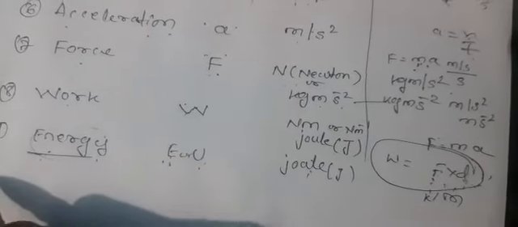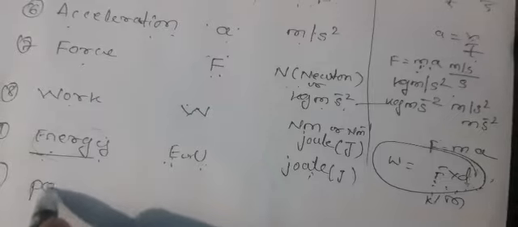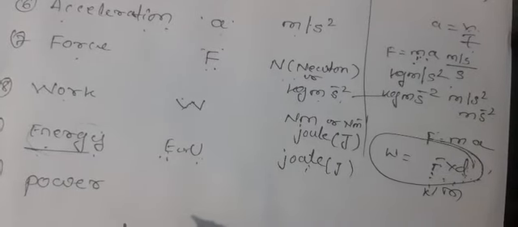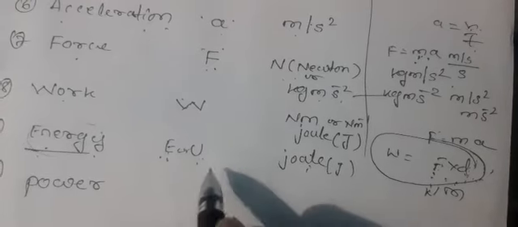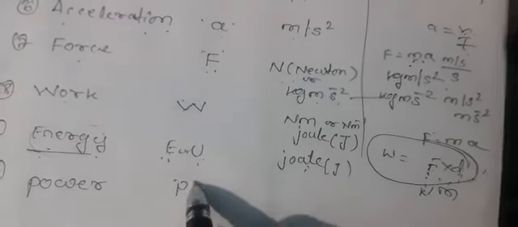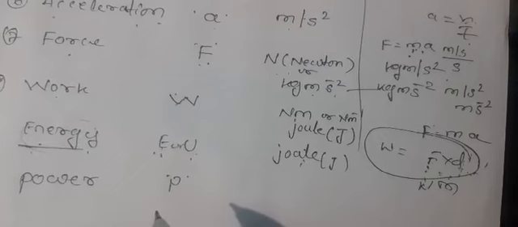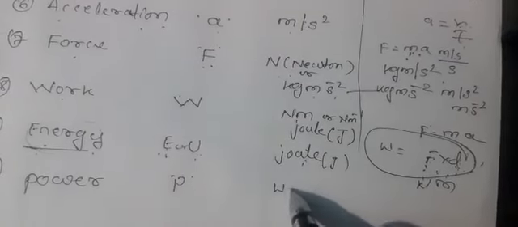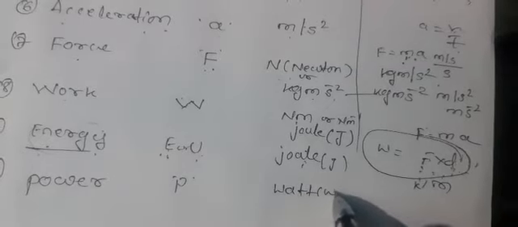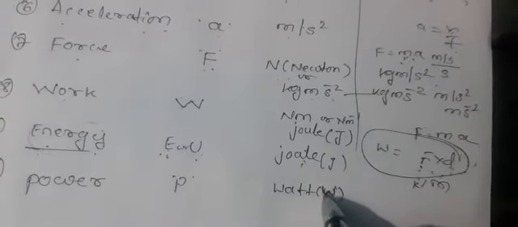Next, the 10th one is power. It is represented by the symbol P. P is the symbol of power. The standard SI unit of power is watt, W-A-T-T. Capital W is the symbol of the watt.